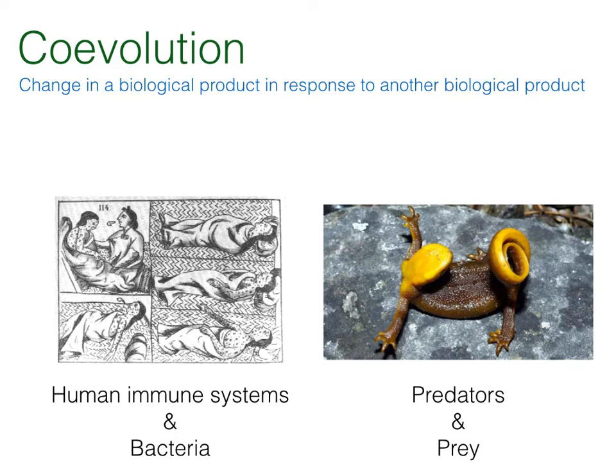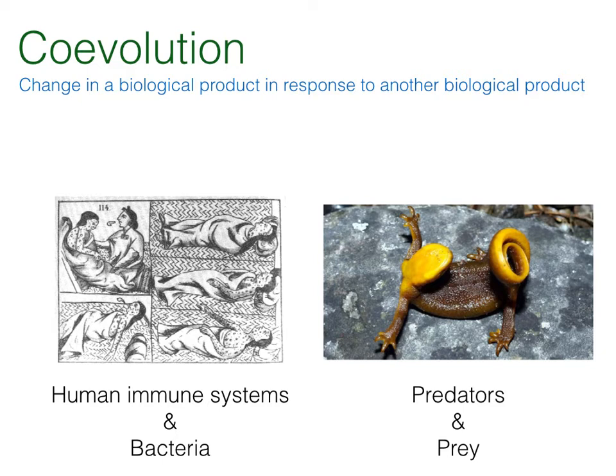So we have two systems of inheritance: our genetic defense system against viruses and bacteria, and the ability of viruses and bacteria to infect us. These two are co-evolving, so one system is constantly responding to the other, and in a way it's very much like an arms race. Predators and prey also experience this.